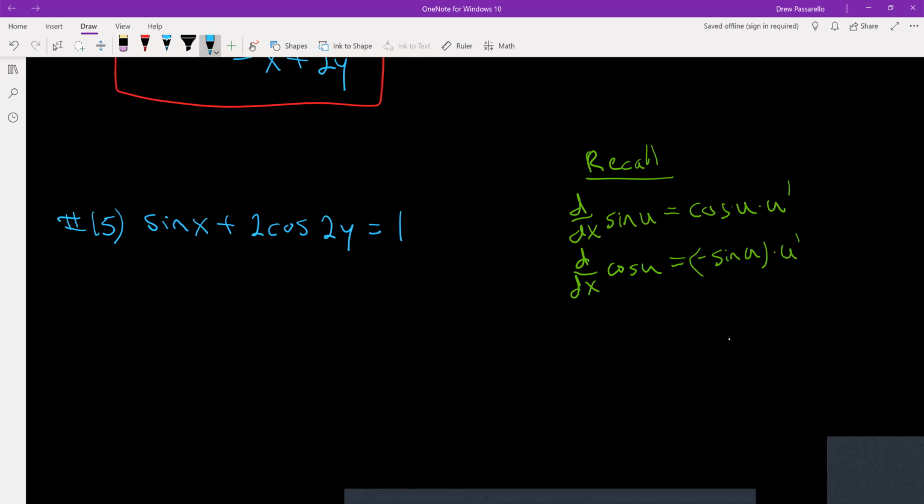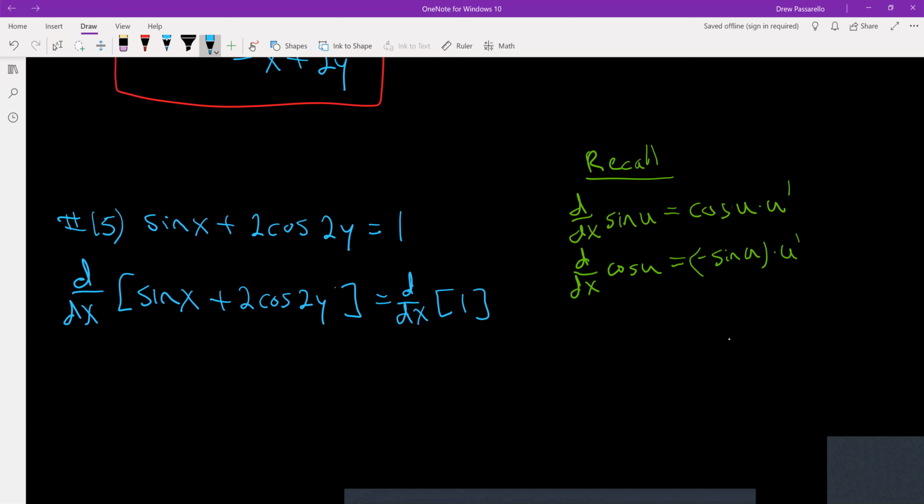So for this, take the derivative of both sides. And I'm going to attach the operator to each term on the left side. Because there's a 2 in front of the cosine of 2y, I'm going to factor out the 2 in front of the operator. So it'll be 2 times d dx of cosine 2y. And the derivative of 1 is 0 since that's a constant.